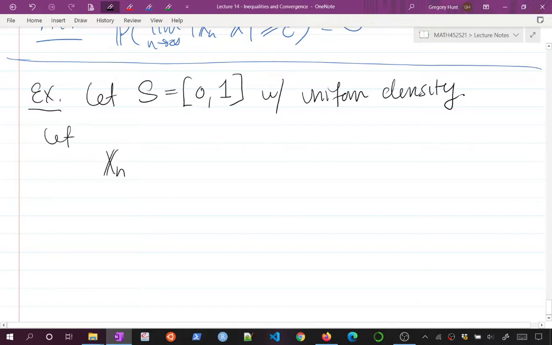And let x_n of S be S plus S to the n, right? So a random variable, though we may have forgotten it, is just a function from my sample space to the real numbers. So this is a function from my sample space, which is the unit interval, to the real numbers. And it's S plus S to the n. That's x_n. And our limiting random variable, x of S, we're going to say is just S. So that's just the identity function on this unit interval.